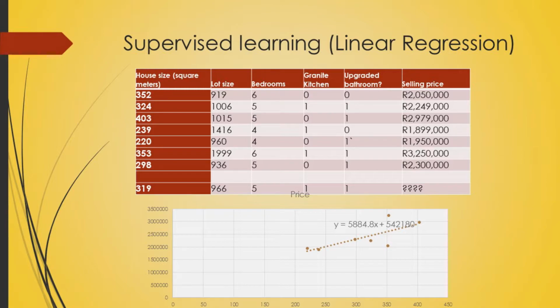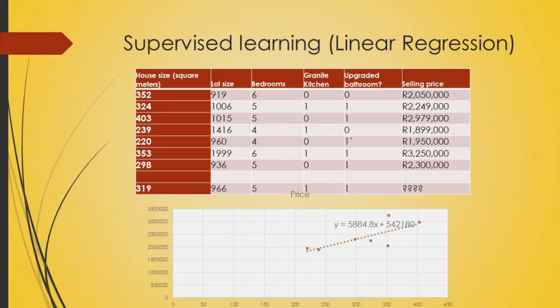So here is a table that says that for a house of size 352 meters with 919 land size, plot size, 6 bedrooms, granite kitchen, no, it doesn't have; bathroom upgraded, no, the selling price would be 2 million and something. That is what the data says.